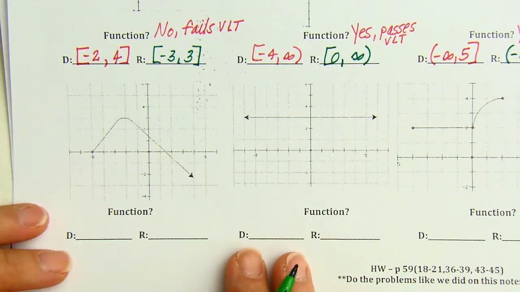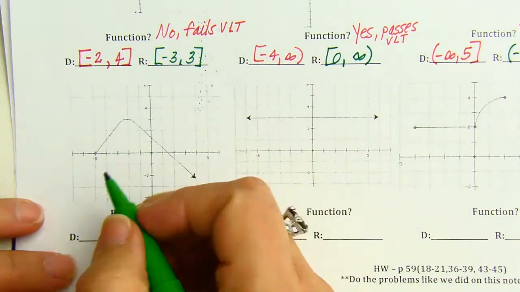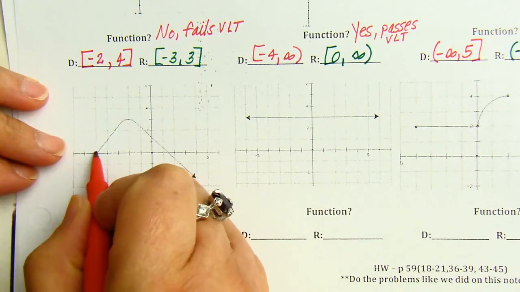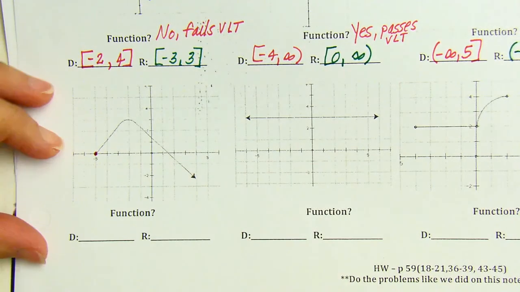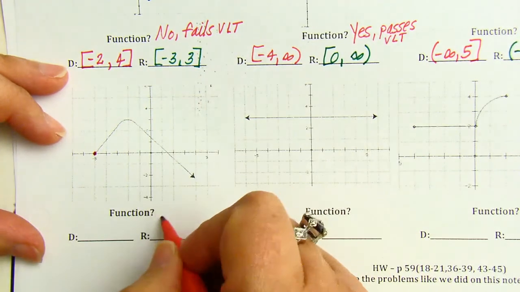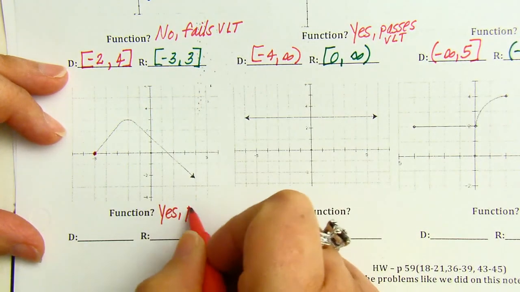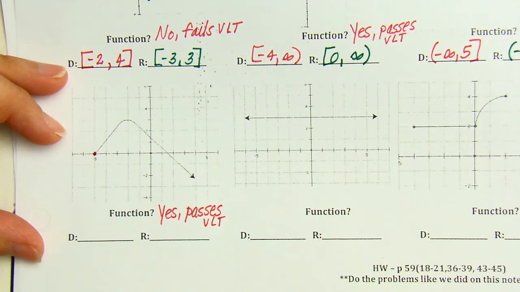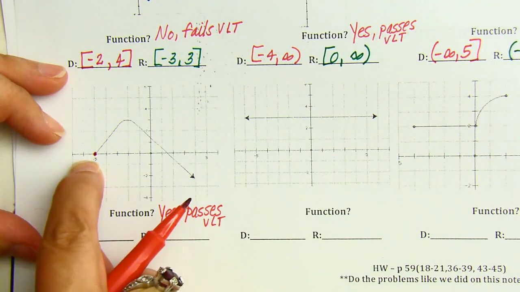Determining the domain and range from a graph. Here I have a definitive starting point at negative 5. Is this a function? Well, sure, it passes the vertical line test. All right, what is my domain? Notice it's starting at a definitive negative 5.